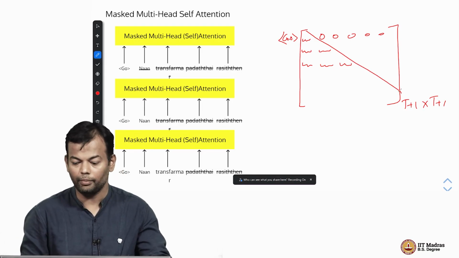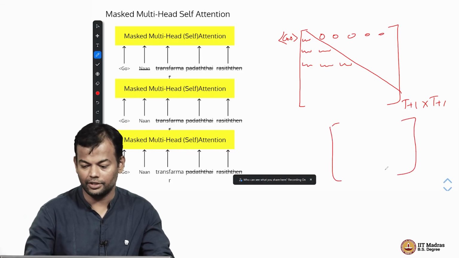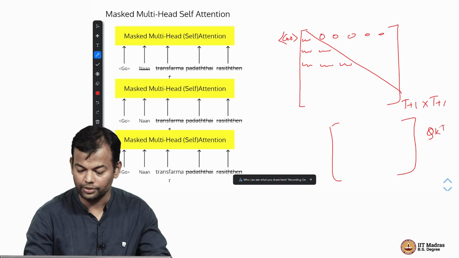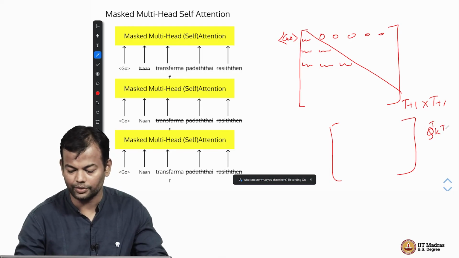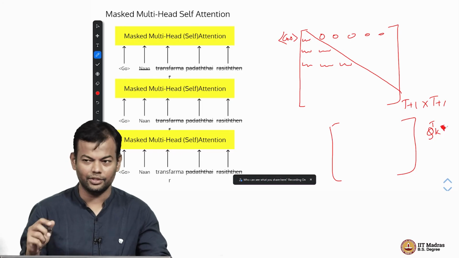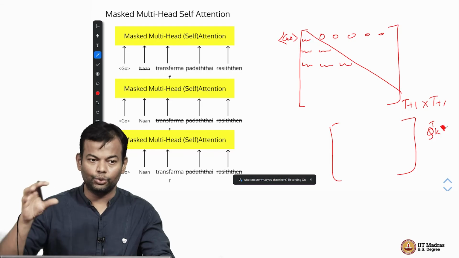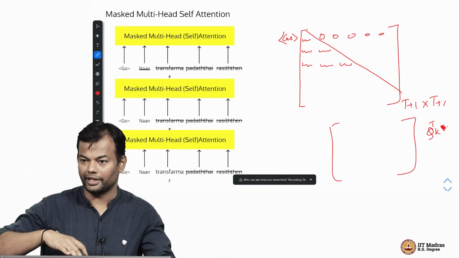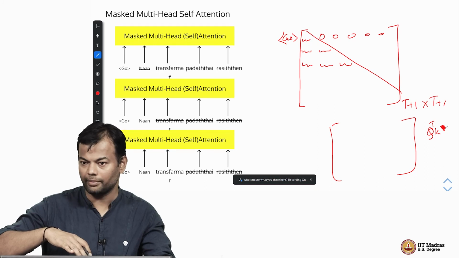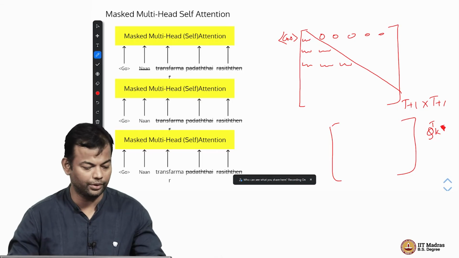If I can somehow ensure that my attention matrix is not just Q transpose K, but Q transpose K with the constraint that it's lower triangular, does that make sense? That's what masking says. So how do I do that is the question, and that's what we are going to see on this slide.